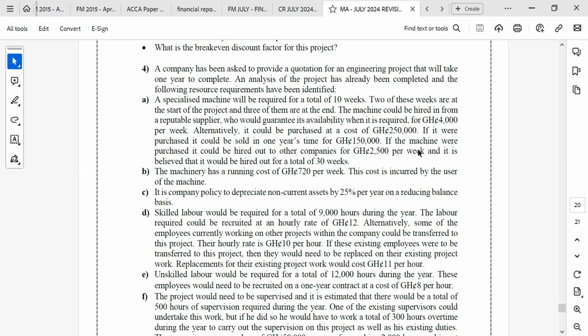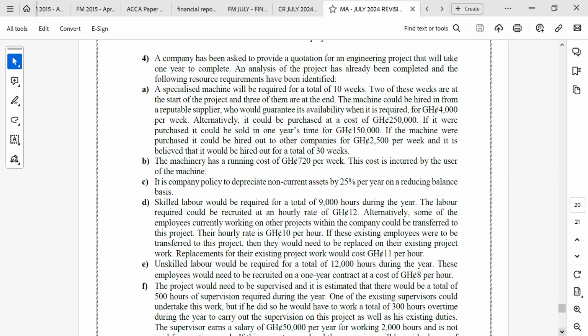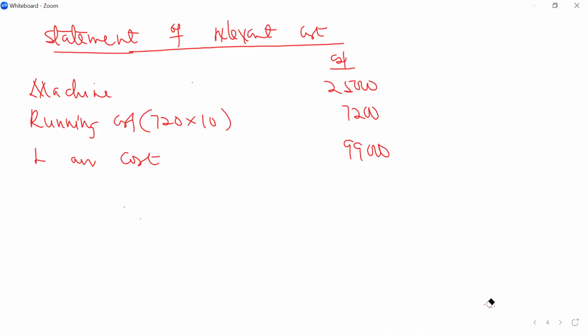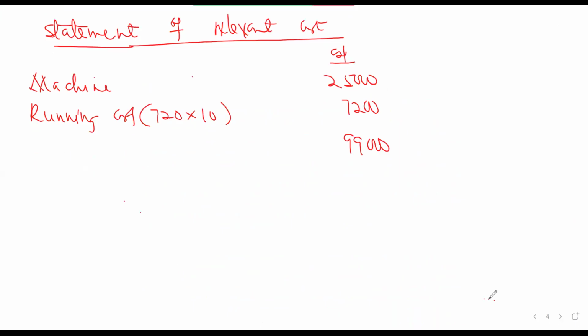Let's look at E. Unskilled labor will be required for a total of 12,000 hours during the year. These employees will need to be recruited on a 1-year contract at a cost of 8 cedis per hour. So what will be the relevant cost of getting these people? 12,000 multiplied by 8. That will just be the amount of getting them.